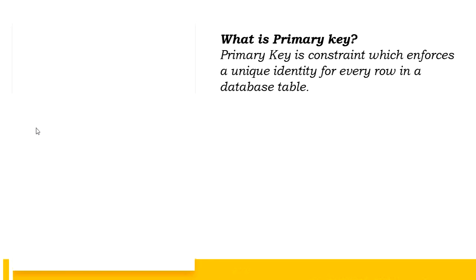So moving ahead, let's understand what is a primary key. A primary key is a constraint which enforces a unique identity for every row in a database table. Which means that if you want to identify each of the rows, a unique key will be there. Using that, you can identify that particular row. Let's see an example. But before that, let's try to understand what is a foreign key.